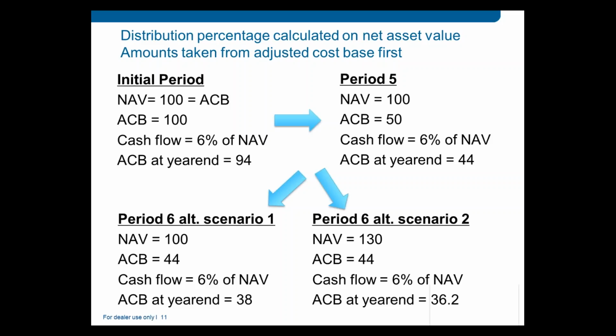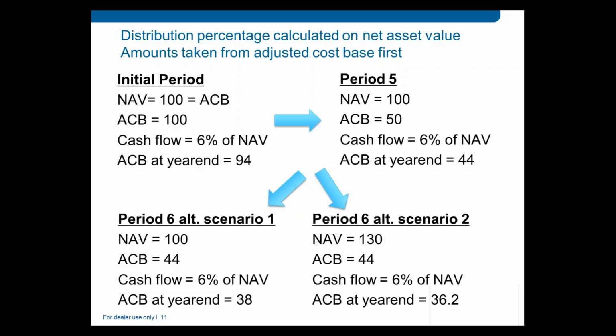Well, what's happened? In that particular period, the client actually experienced a 13% growth in their contract, not 6, but 13. Remember that the Series T distribution is based on that net asset value, so that cash distribution will be 6% of 130, which further drops the adjusted cost base to 36.2, not 38.